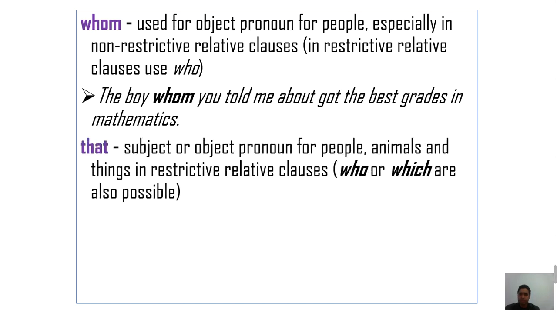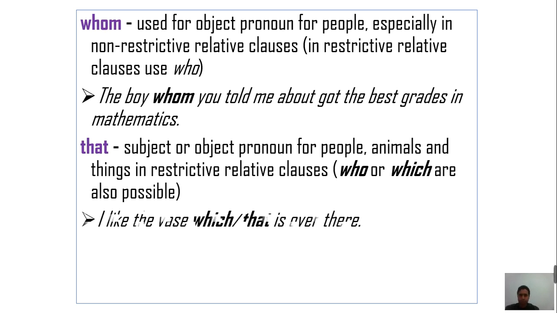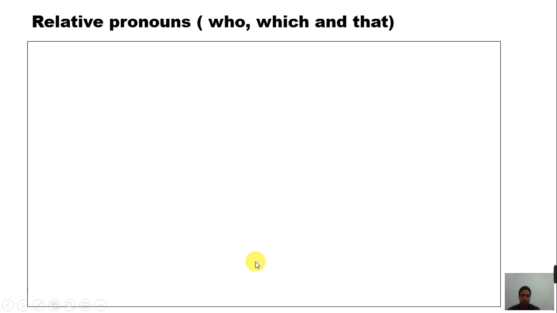Now let's go to that. It could also be used as a subject or object pronoun for people, animals, and things in restrictive relative clauses, but not in non-restrictive relative clauses. Who or which are also possible. I like the vase which or that is over there. So here we can use both: which refers back to the vase, and also that refers back to the vase.